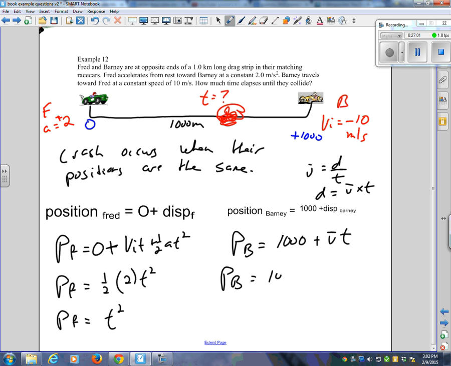If you're traveling 20 meters per second for 2 seconds, you're going to go 40 meters. So here I'm going to have 1,000 plus his velocity, which is minus 10. So really, I'm going to rewrite that. It's 1,000 minus 10t, right? The 10 coming from there.